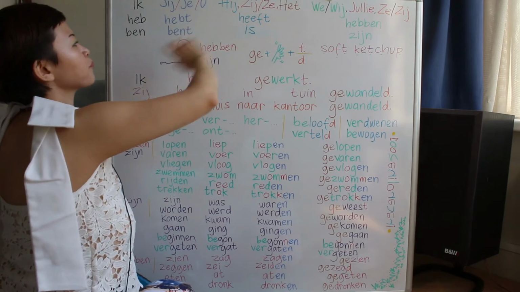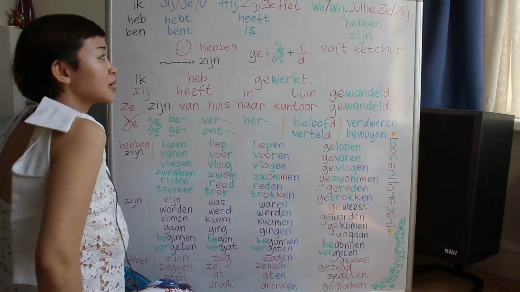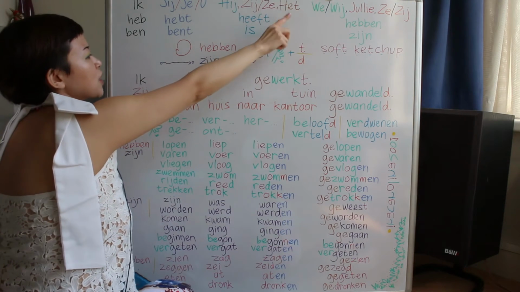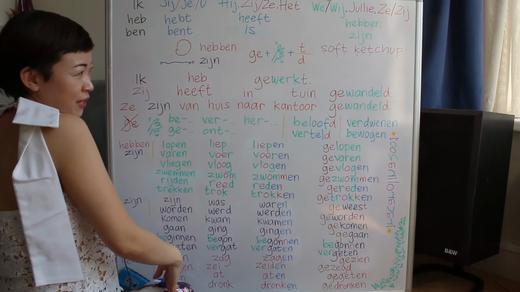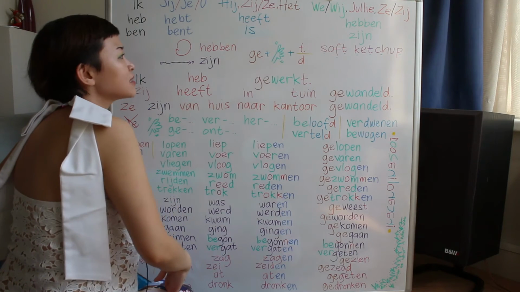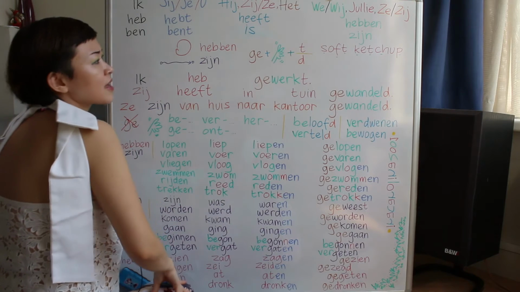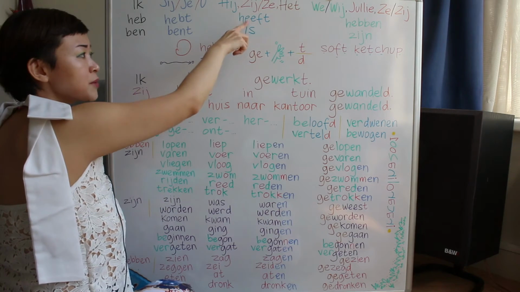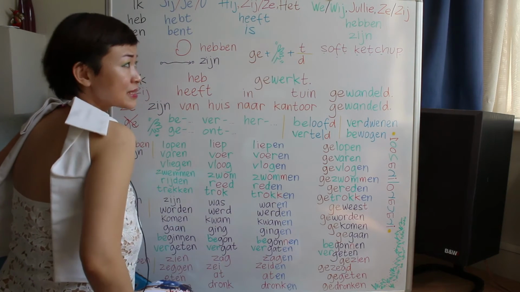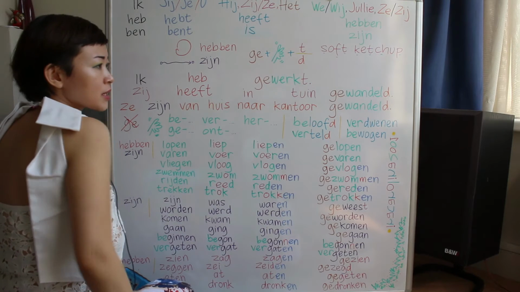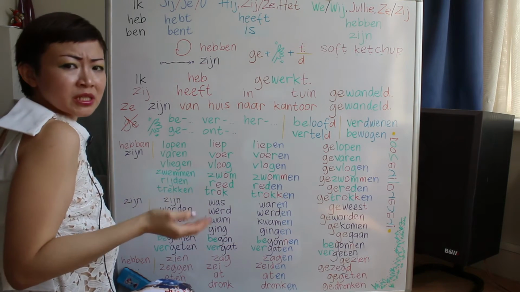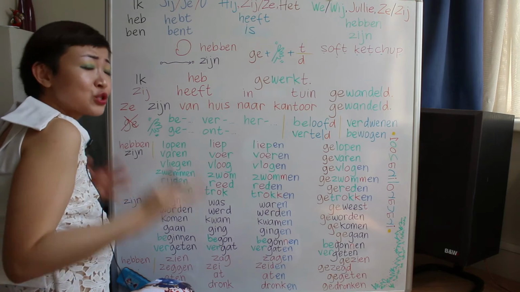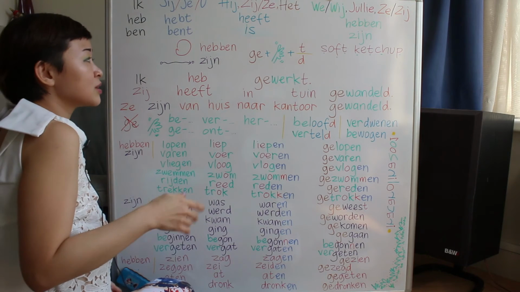Hij, he, zij, ze, she, het, it. We, wij, jullie, you guys, ze, zij, they. Zij and ze for she, and zij and ze for they, are the same. How do we know if it's for she, or if it's for they? It's by the verb that is used after we say the ze or the zij.